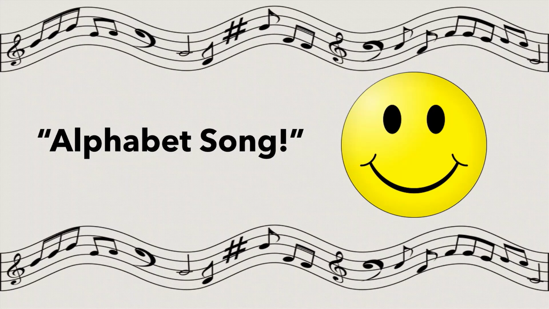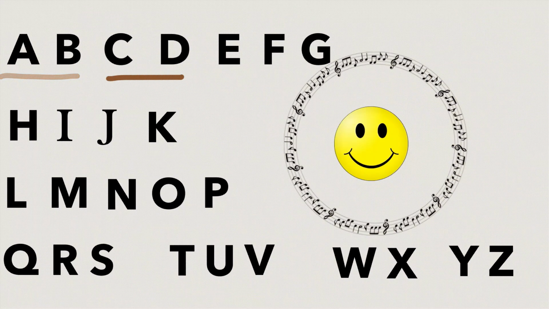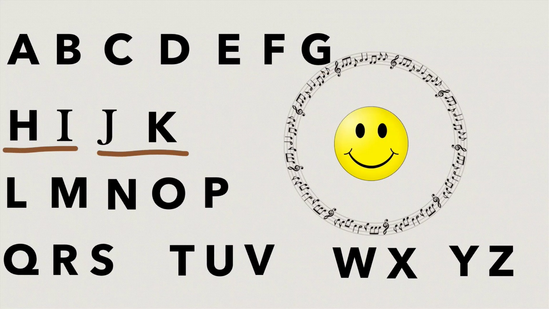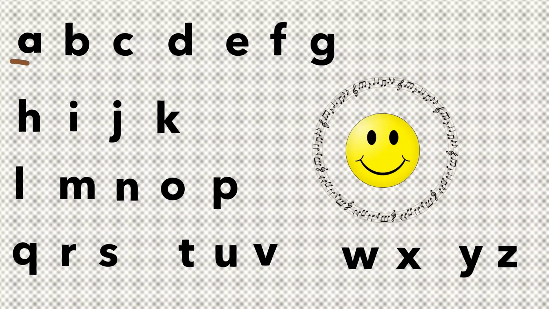And now we're going to sing the alphabet song, first with the uppercase letters, then with the lowercase letters. A, B, C, D, E, F, G, H, I, J, K, L, M, N, O, P, Q, R, S, T, U, V, W, X, Y, and Z. Now I know my ABCs. Next time won't you sing with me?